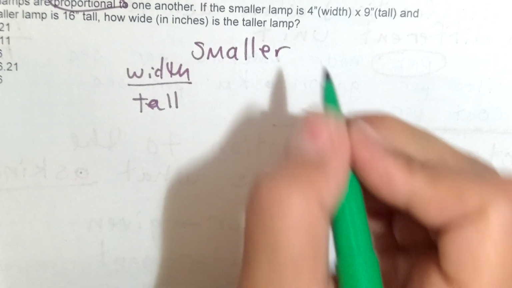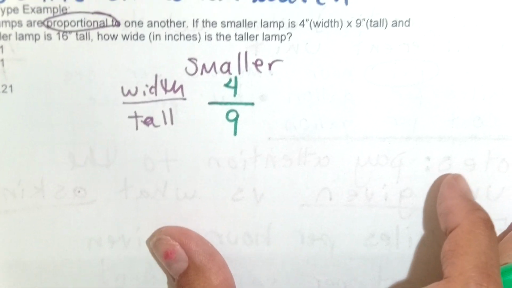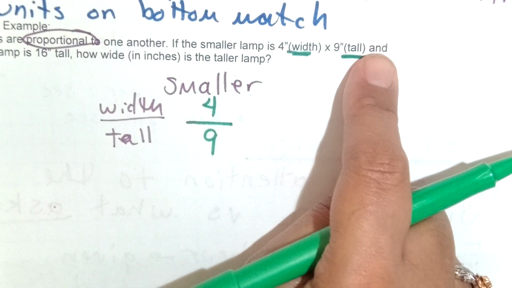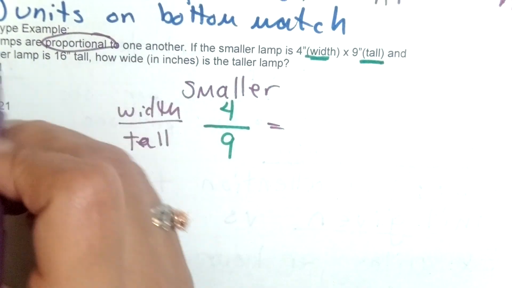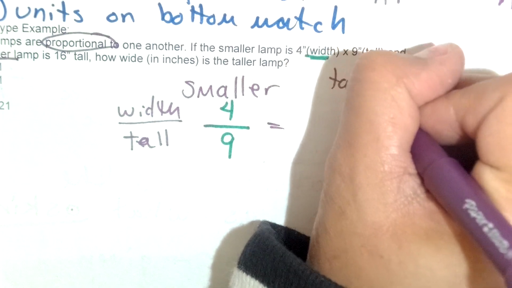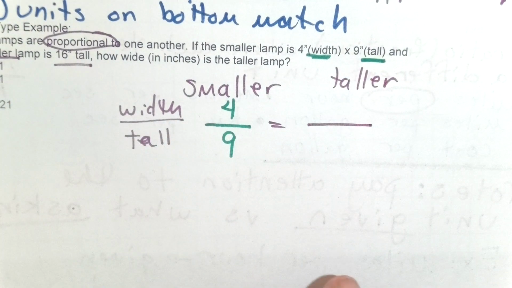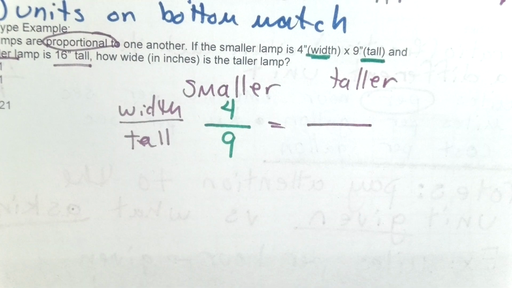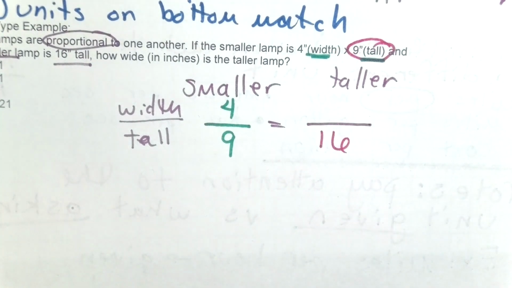So the smaller lamp is 4, 9. Do you see what I did? We have the width and the height. Then it says the taller lamp, so the taller one, is 16 inches tall. A lot of students will just put the 16 here. But where does that 16 go? In the bottom. Because it's saying tall. So tall goes at the bottom, so 16 goes there.